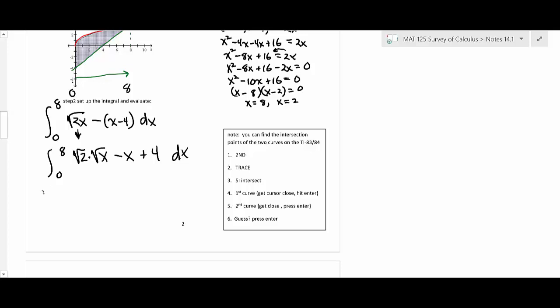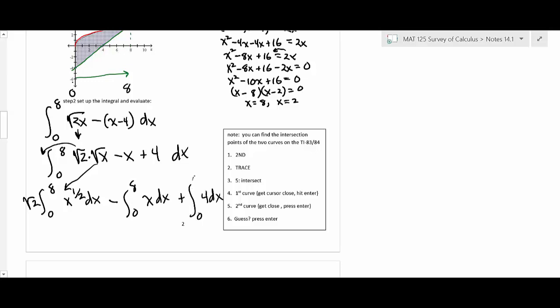Okay, or you can do this like this. So what we can have is the integral from 0 to 8, moving that out, square root of 2, and then the square root of x. I'm going to write that as x to the 1/2 because that's how you do the antiderivative. Then the second thing is the integral 0 to 8 of x dx. And then finally, the integral of 4 dx from 0 to 8 like that. So that's what we're going to work out.